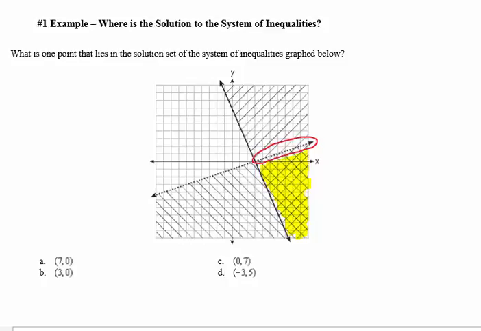So 7, 0 is looking at 1, 2, 3, 4, 5, 6, 7. Looks like right there. 0, 7 is going to be way up here. 3, 0 is going to be right here. And negative 3, 5 is going to be over in this area. The only one that works here is going to be 7, 0. That's choice A, and that is our answer. So that takes care of example 1.